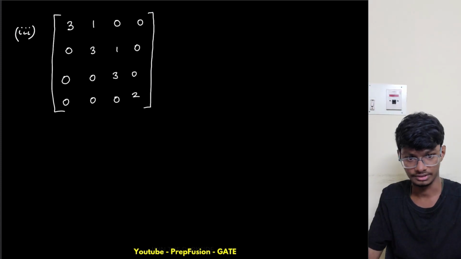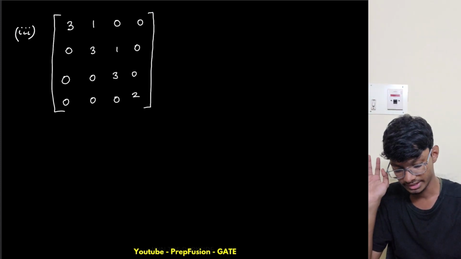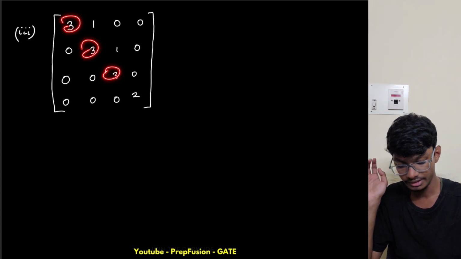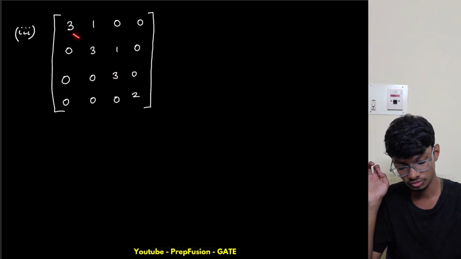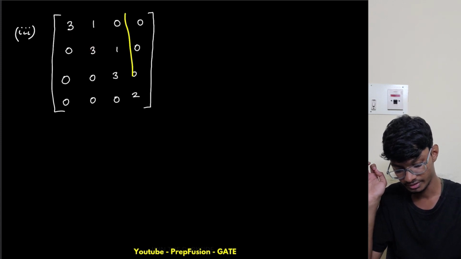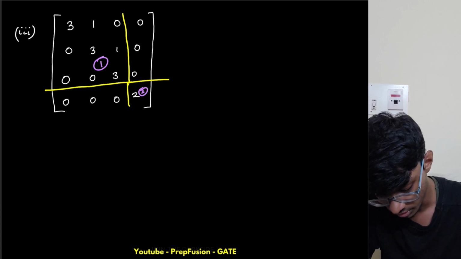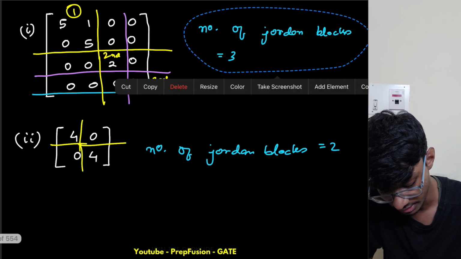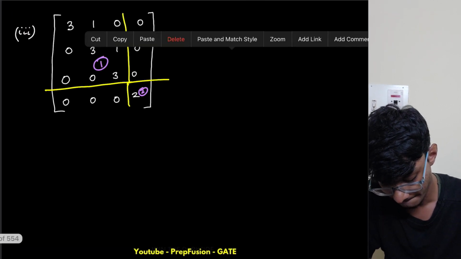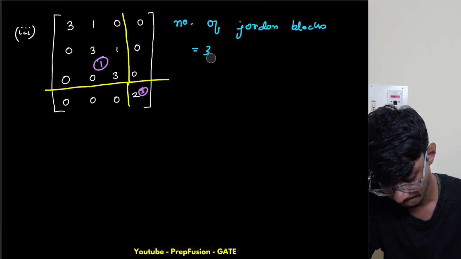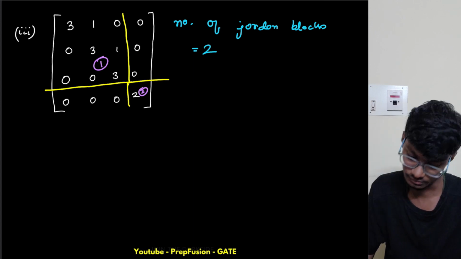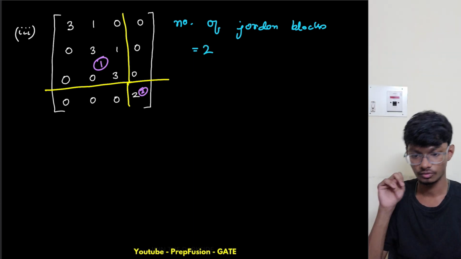If I go for the third example, as I can see, these are repeated, and they have one above it, so this Jordan block will continue up until this point. Then obviously we have a different eigenvalue, so we'll stop, and this will be another Jordan block. So this will be my first Jordan block and second Jordan block. So the number of Jordan blocks, I will copy this one only, I will not write again and again. Okay, 2.